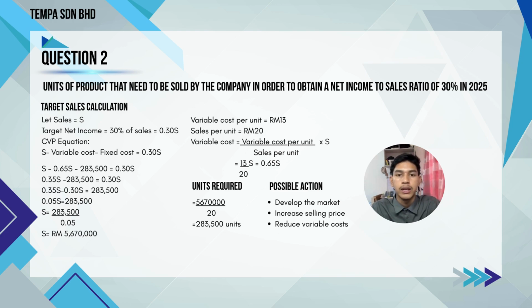And the last one, we can reduce the variable cost, which is we can negotiate with the supplier to get lower price for raw material and also the packaging. So the cost production will be more lower.